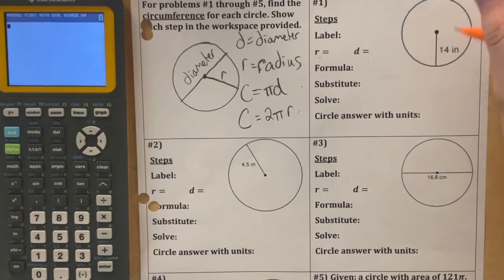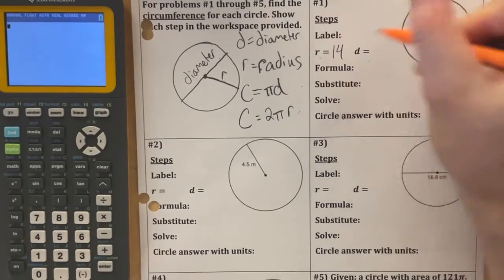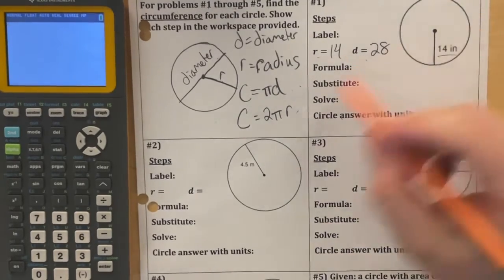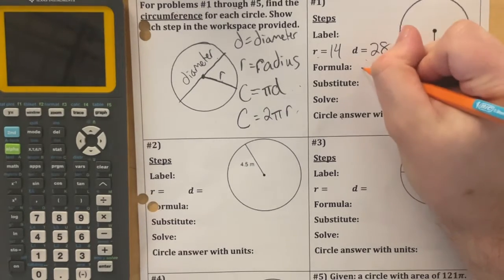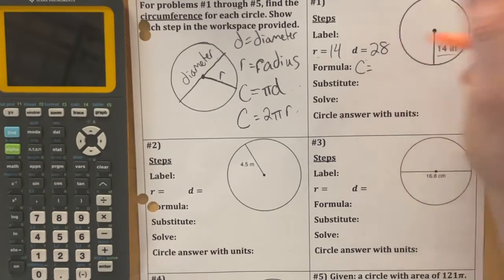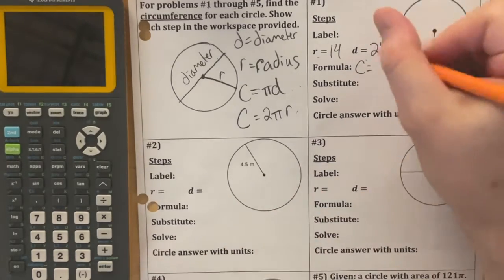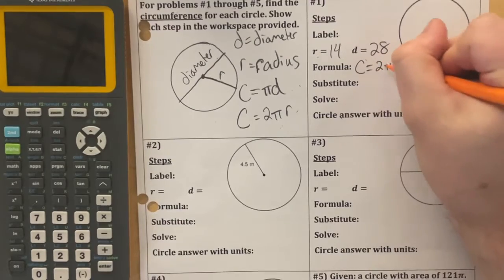All right. In number 1, it's given our radius. Notice how it's only halfway across. So our radius is 14, which means our diameter is 2 times that, so we have 28. Either one works. Let's have our formula. I have two of each, so we'll do the one with radius. C equals 2 times pi times the radius.